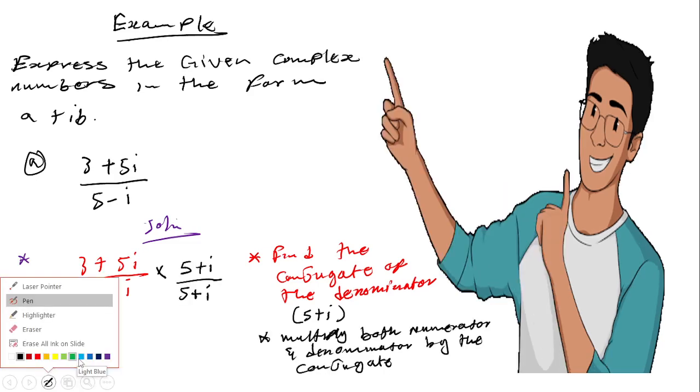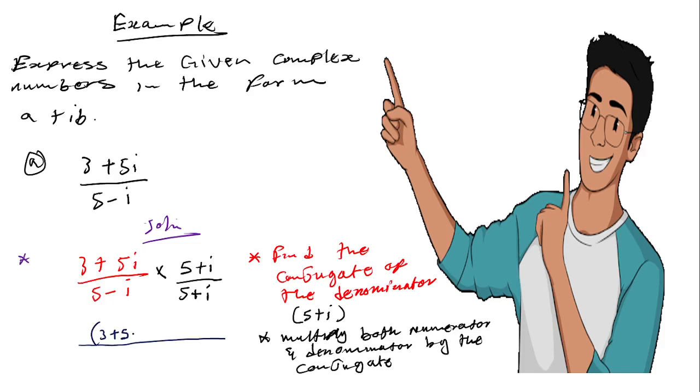You can easily work on such that you're just going to say the numerator, which is 3 plus 5i, open bracket, then you say 5 plus i. Okay, so that's what we have.